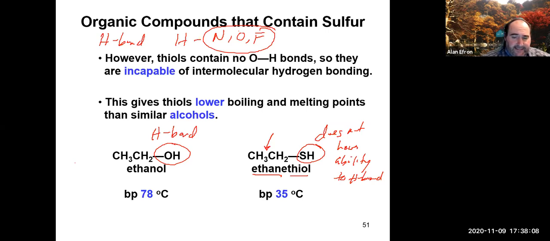And to name it, as we just talked about towards the very end, basically you take the longest carbon chain, like you see on the right there, which is 2, and that's ethane. And then you pretty much put thiol at the end of it. And that is the way that you name it. But again, we're not going to really have to worry about naming it or anything like that.